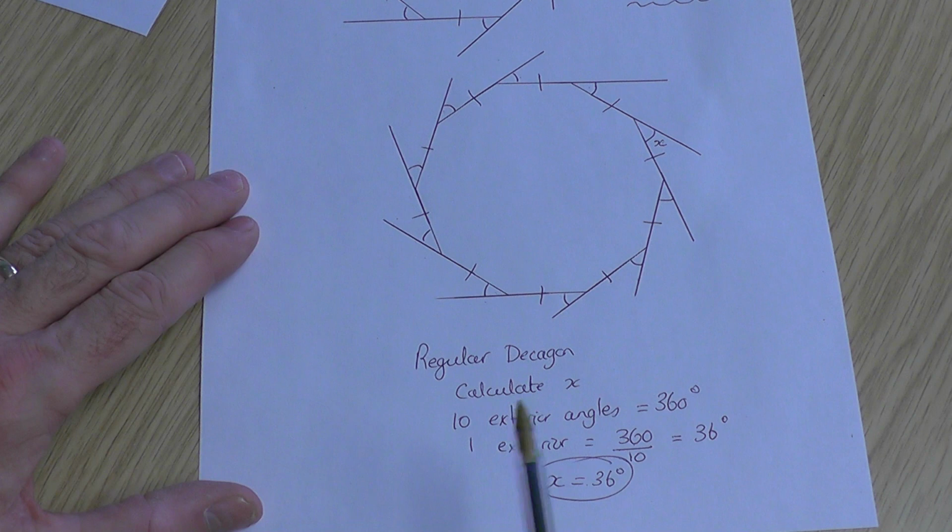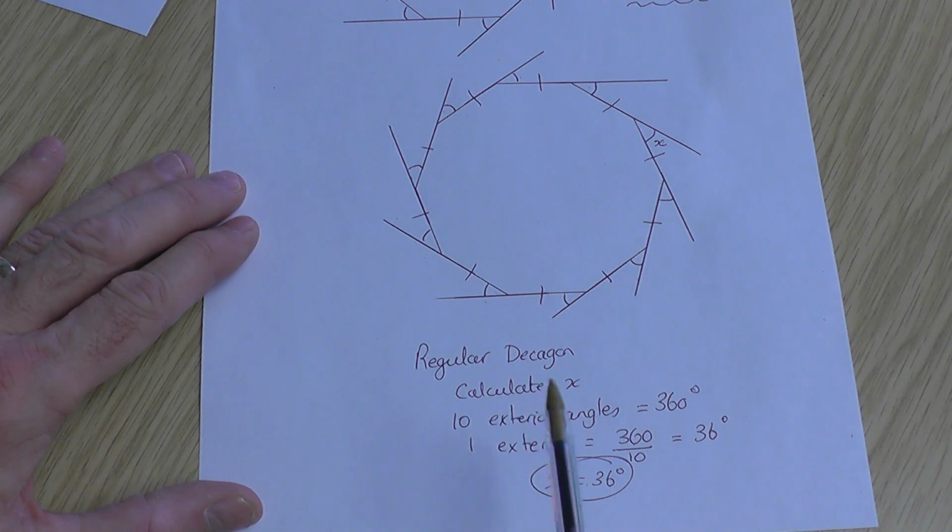So there you go, there's an introduction to regular polygons and exterior angles, how you work out the exterior angle for any regular polygon. That's the end of this particular video.